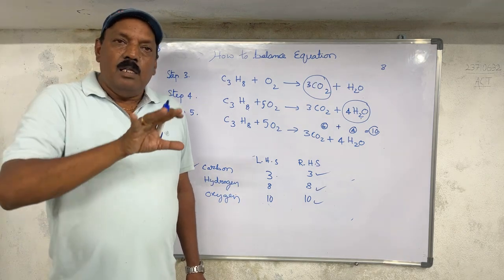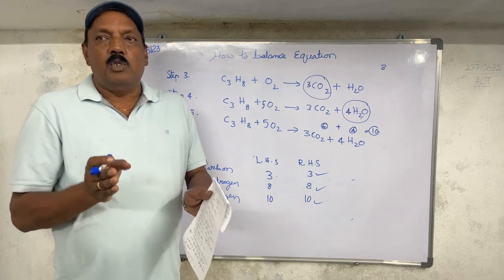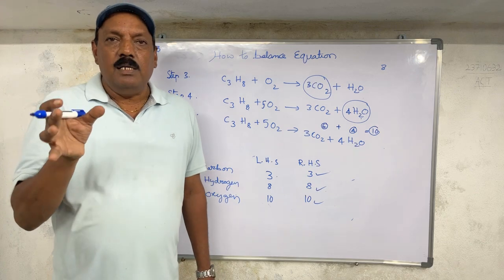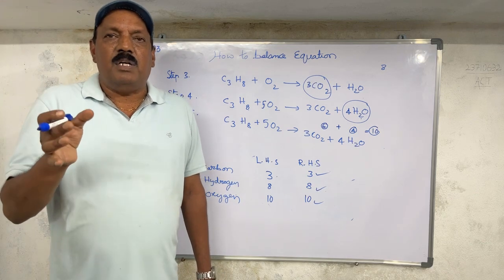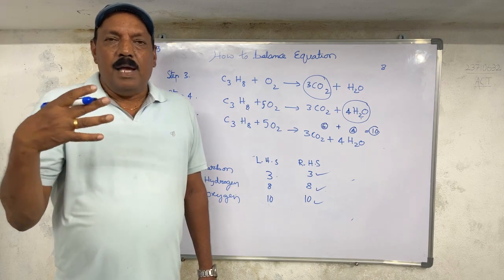In the revision I will give minimum 10 equations to balance, from the revision point of view before the SA1 summative assessment exam, for each and every chapter in physics and maths and other subjects.